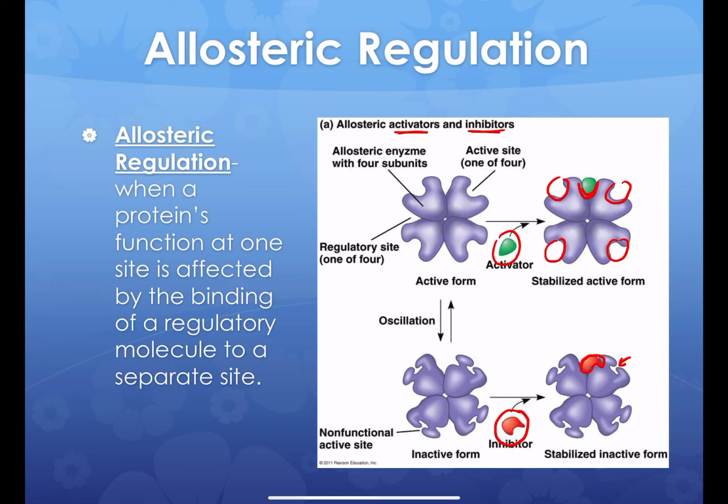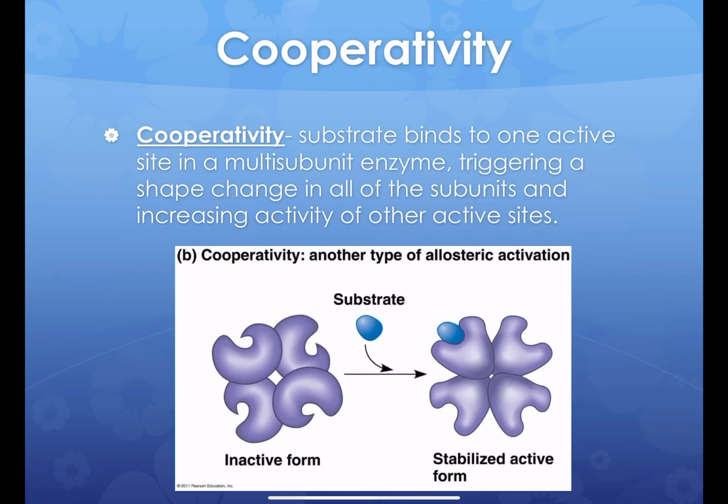Okay, so both of these are called allosteric regulation. We've got activation and inhibition. It is when a protein's function at one site is affected by the binding of a regulatory molecule to a separate site. And that's what's happened here. You have the activator or the inhibitor that's bound at a different site that affects the activity of that enzyme or that protein. Okay?